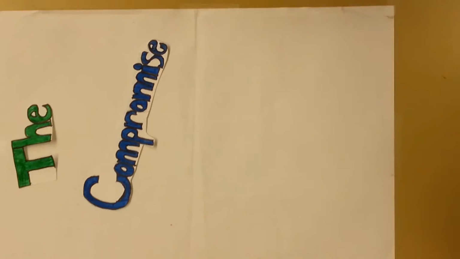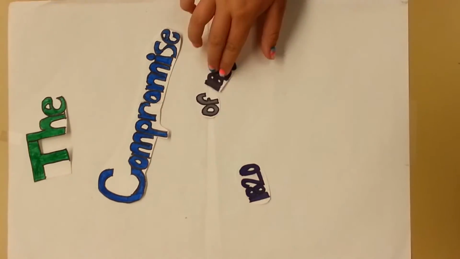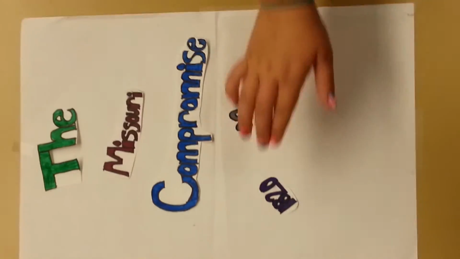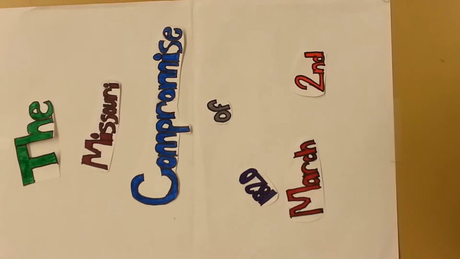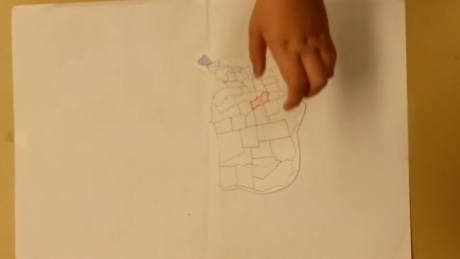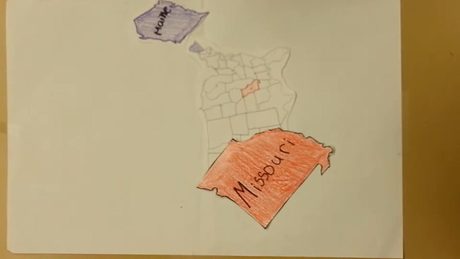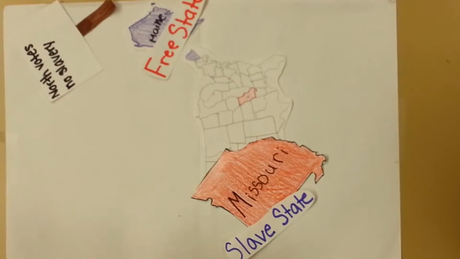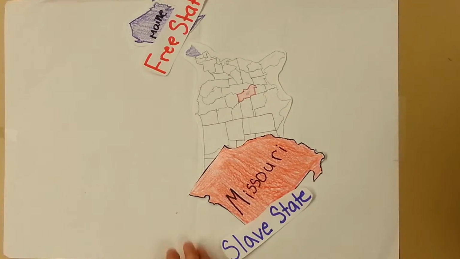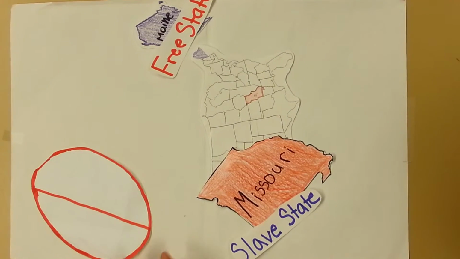The Compromise of 1820 and 1850. The Missouri Compromise of 1820 was passed March 2nd of 1820. It was passed in order to balance power between the slave and the free states. It made Missouri a slave state and Maine a free state. With the exception of Missouri, the Compromise prohibited slavery in the Louisiana Territory.